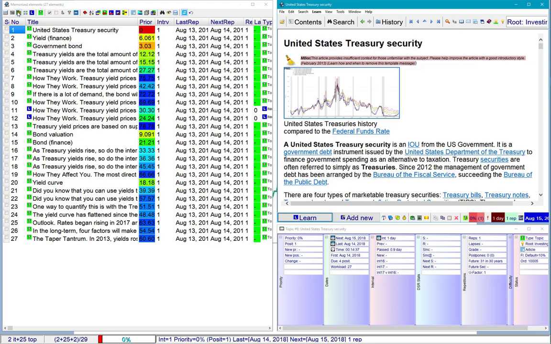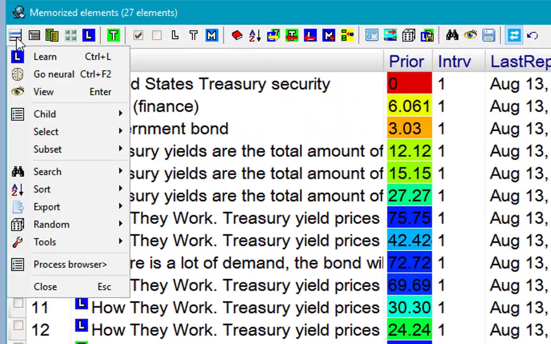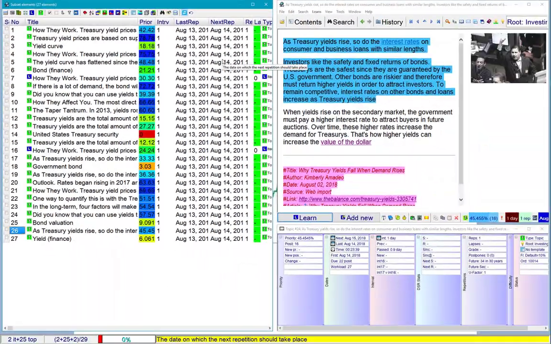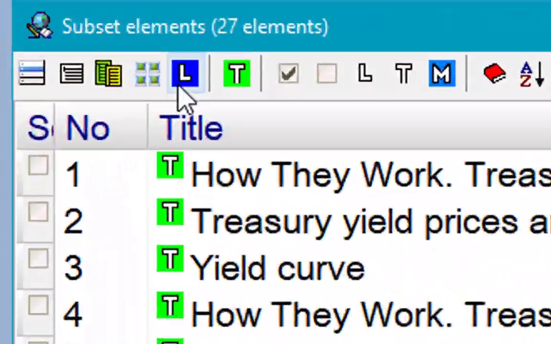I already have a big picture. I more or less know what I'm reading about. Therefore, now I should try to polish that knowledge, deepen the understanding, and perhaps generate some items. So I'll do random. Randomize the browser, or Shift-Control, function 11. That's my randomized browser. Now I can start learning.